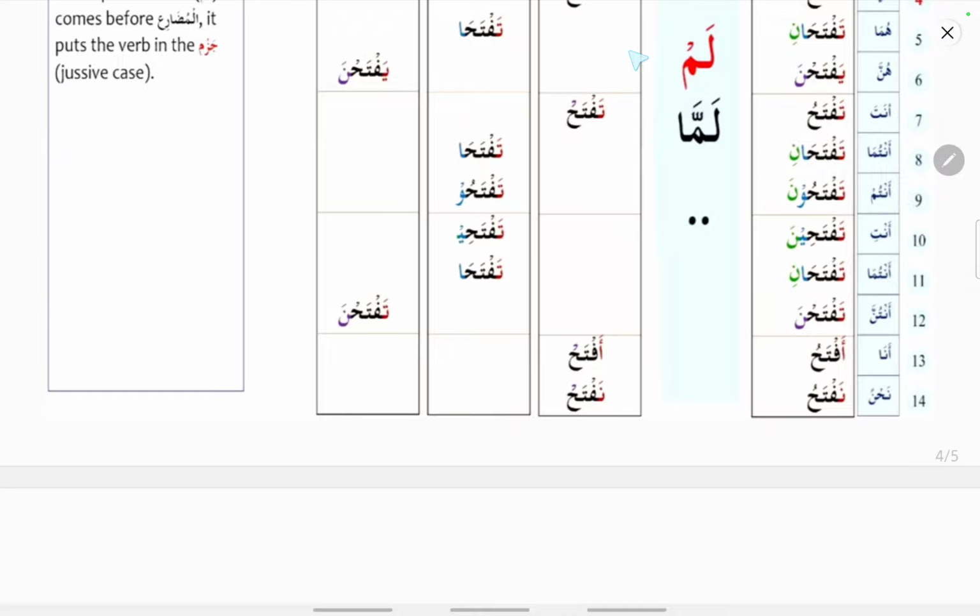Similarly, you can see aftahu, pesh is there, so it changes into sukun. Naftahu, you can see pesh, dhamma is there in the marfu state, so majzoom is there. In the majzoom state, the pesh is changed into sukun. So these are the i'rab of the verb.